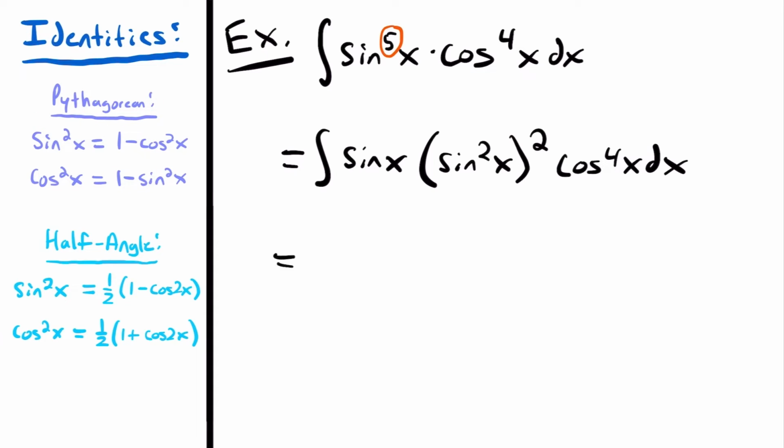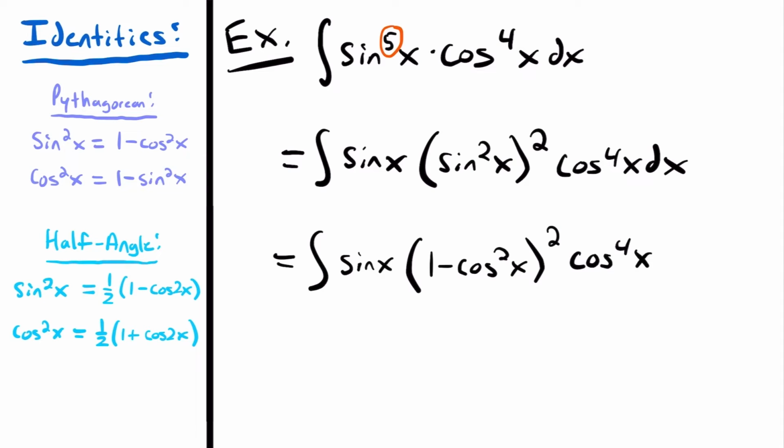And so we'll have that this is equal to the integral of sine x times 1 minus cosine squared x, squared, times cosine to the 4th power of x dx. And now that we have used that Pythagorean identity, we should be able to use u substitution to solve this integral. And so in this case, we are going to want to set u equal to cosine x. Typically, whatever trig function shows up in the identity that you use to replace your squared term, that's what you're going to want to set equal to u in most cases.